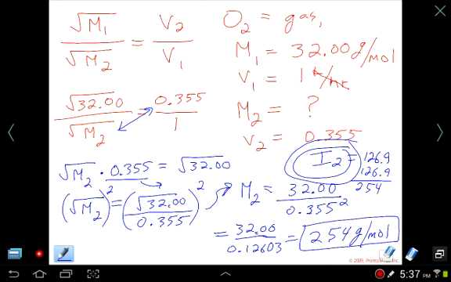And this is how you would apply Graham's law of effusion to a problem. It's very practical. We can actually find an unknown gas, how heavy it is, by comparing it to the effusion rate of a known gas. This is kind of the idea.